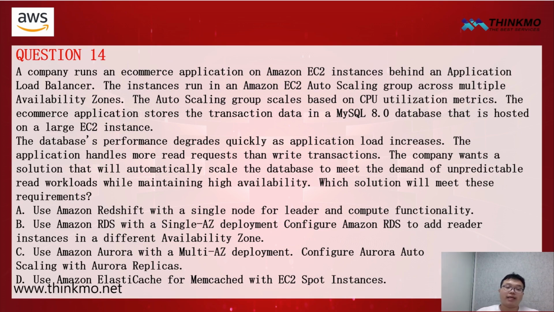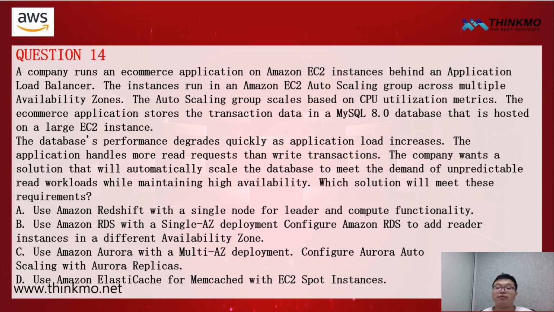Alright, next, let's look at question 14. This question is about running an e-commerce application on EC2 instances in an EC2 auto-scaling group across availability zones. Now, the problem that has arisen is a decline in database performance. The application is handling more read requests than write requests. In other words, reads are more frequent than writes. Currently, what we're looking for is a solution that can automatically scale the database to meet the demands of unpredictable read workloads.